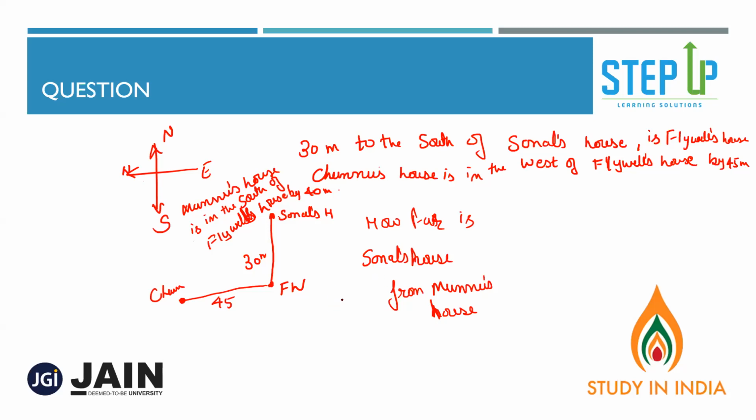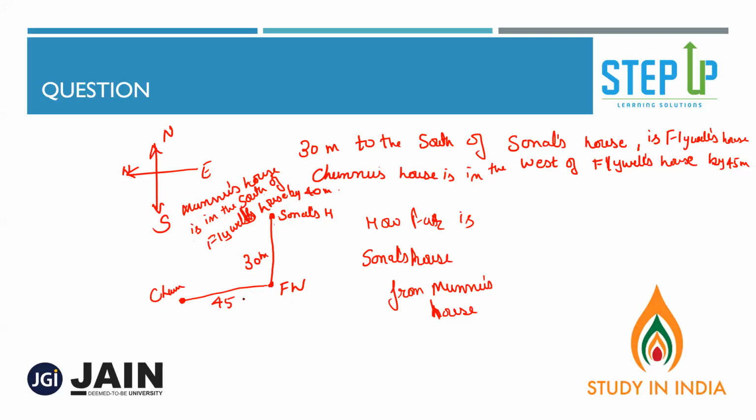In what direction you are moving from that, you can say that. Okay, so this is 30 meter and then Munnu's house is in the south of Plywell's house. So Munnu's house is in the south of Plywell's house.